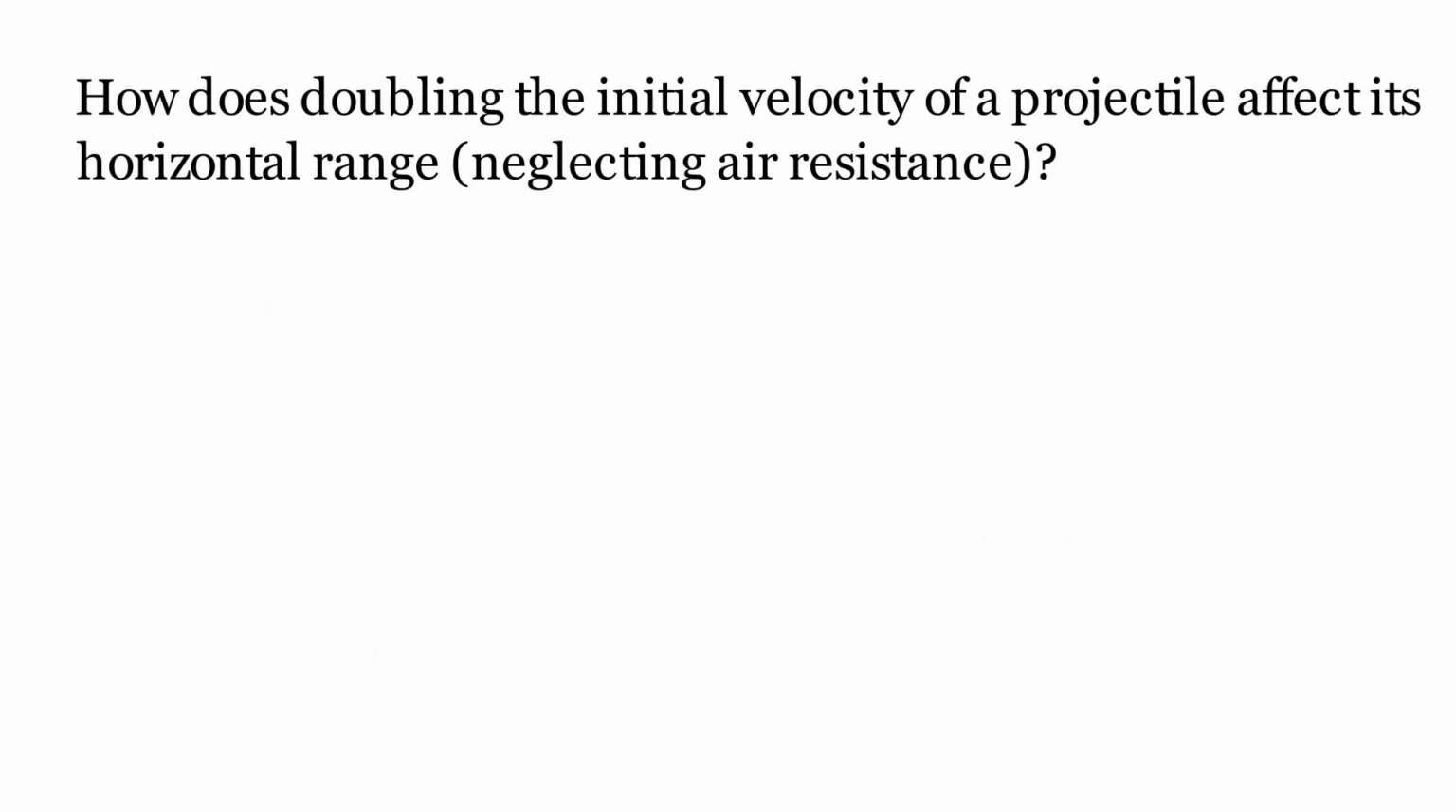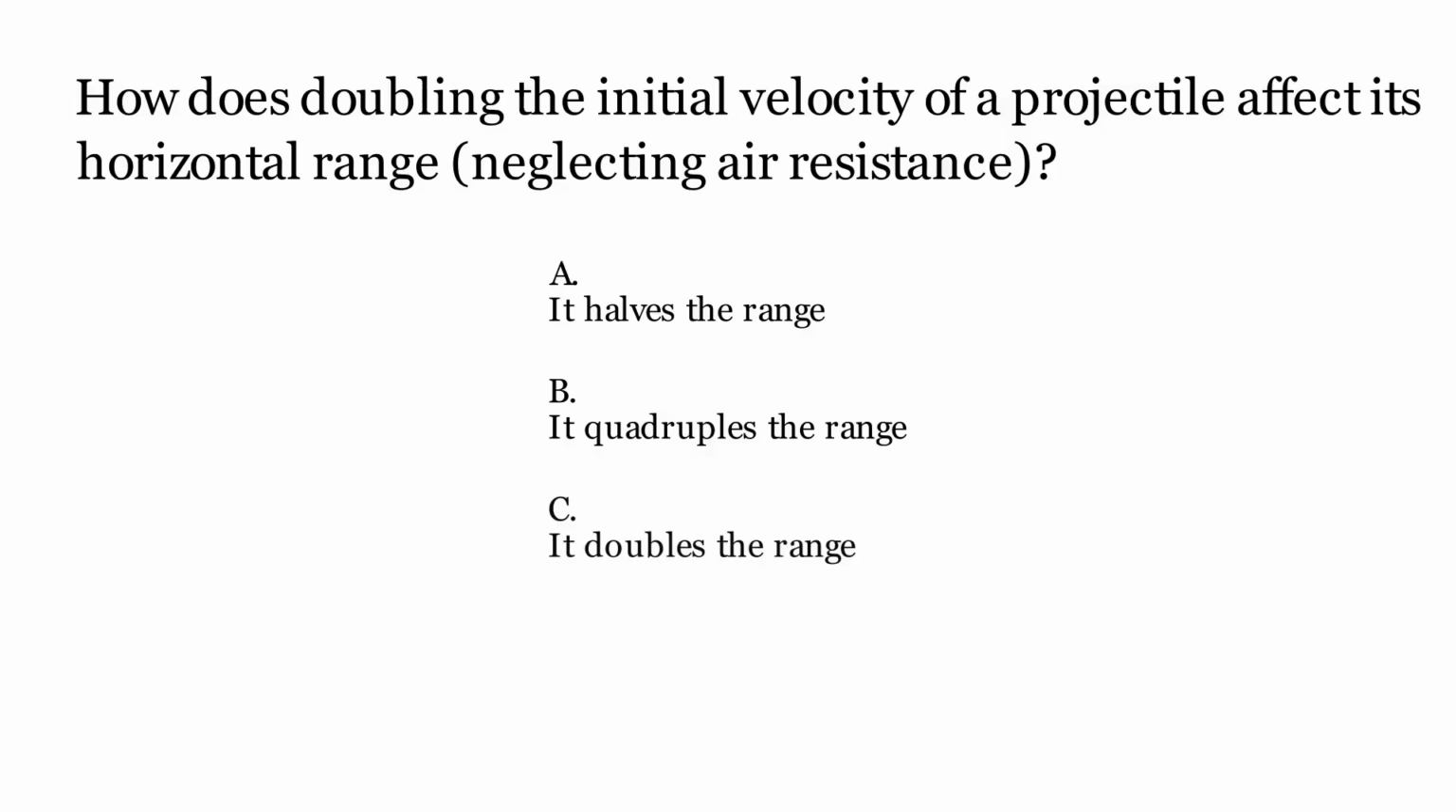How does doubling the initial velocity of a projectile affect its horizontal range, neglecting air resistance? Letter A. It halves the range. Letter B. It quadruples the range. Letter C. It doubles the range. Letter D. It has no effect.